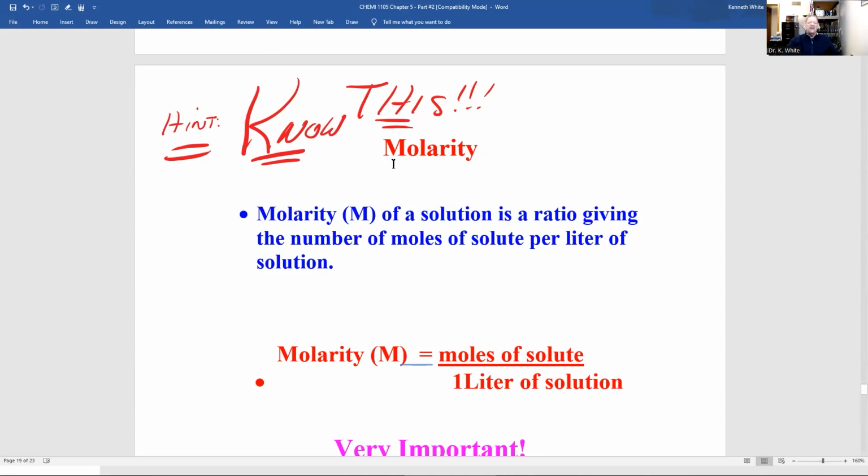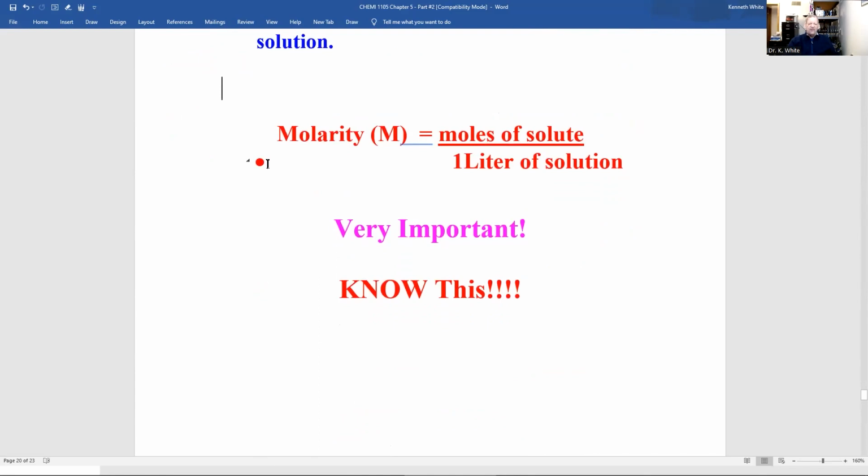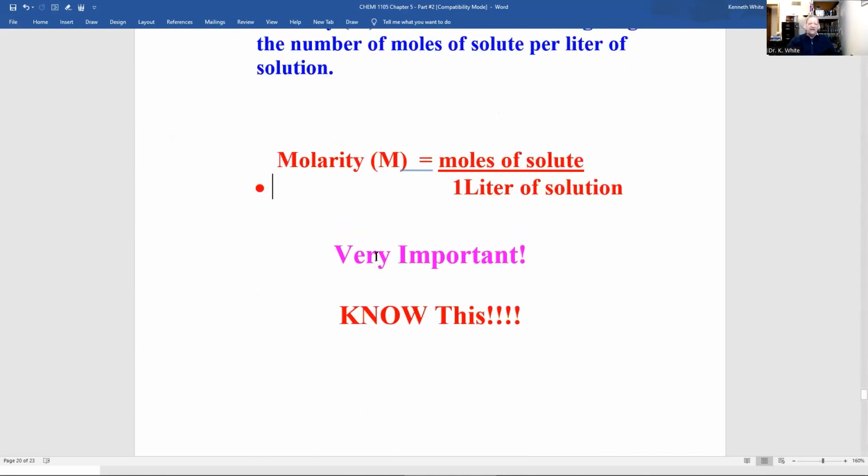It's very strange. But anyways, let's talk about molarity. Molarity of a solution, and molarity is abbreviated by capital M. The molarity of a solution is a ratio giving the number of moles of solute per liter of solution. And you should know this. Molarity, and I don't know where that dot came from. Let me get rid of it.